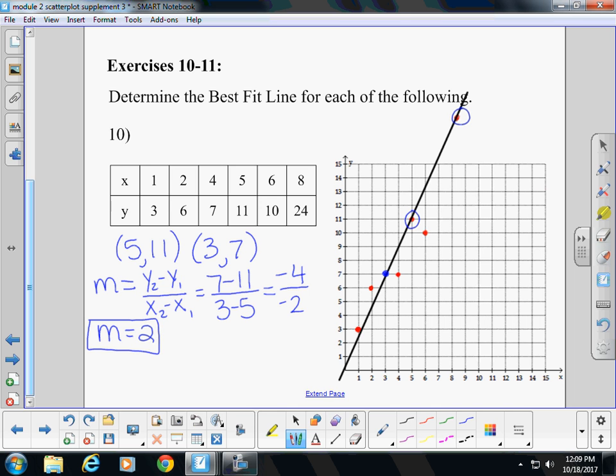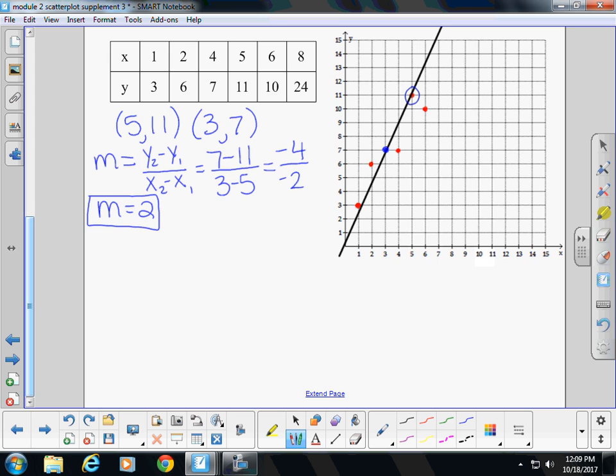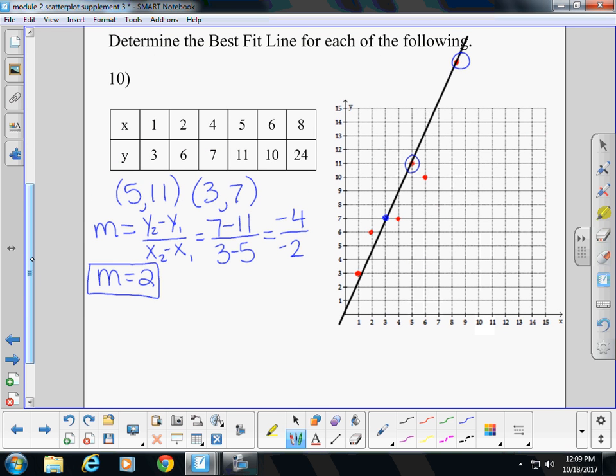Now, if you use 2 different points, your slope might be slightly different. And that's okay. On these problems, we're actually going to get different answers. And that's okay. Answers are going to vary in these problems. Okay, so now I need to get my b. My b stands for the y-intercept. It looks like it's going to be somewhere in between 0 and 1.